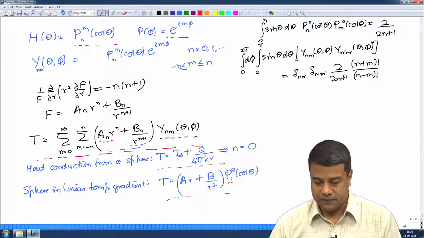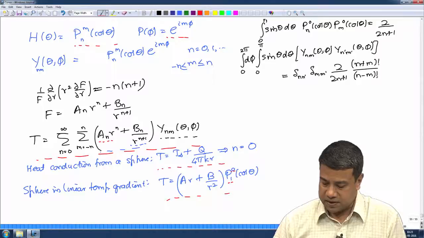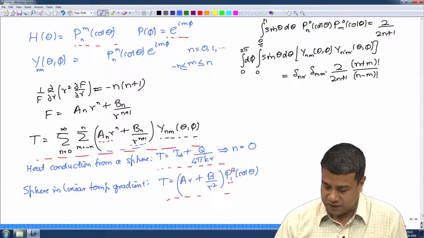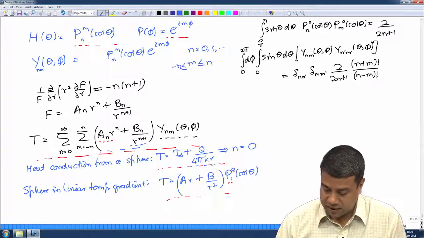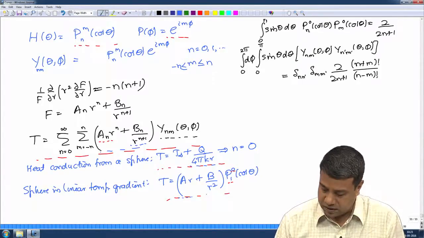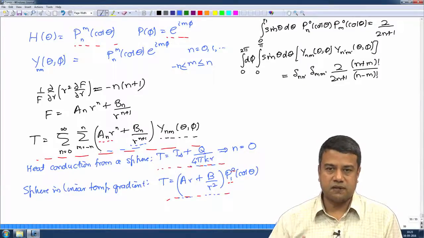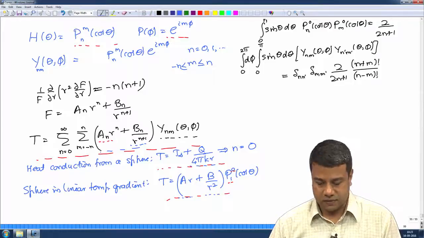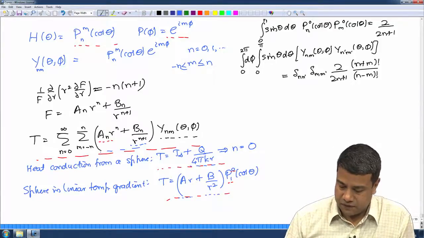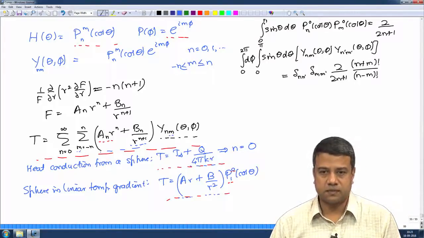You can see that for n is equal to 0, you have a constant term plus a term that decays as 1 over r. For n is equal to 1, there is one term that increases proportional to r, another term that decreases proportional to 1 over r square. Similarly, for n is equal to 2 and so on. For n is equal to 0, this coefficient m is just equal to 0. So, that is just 1.